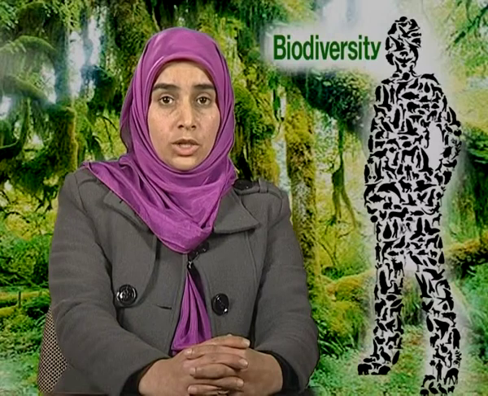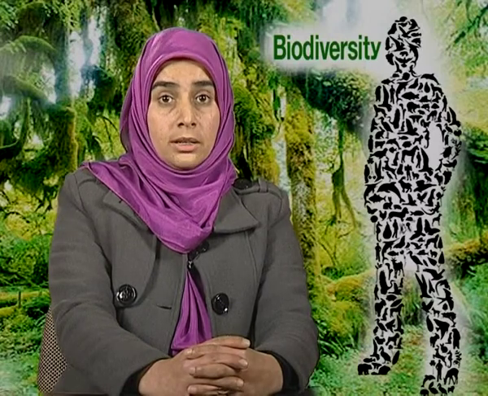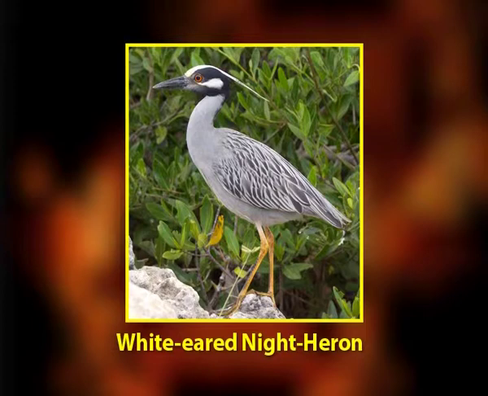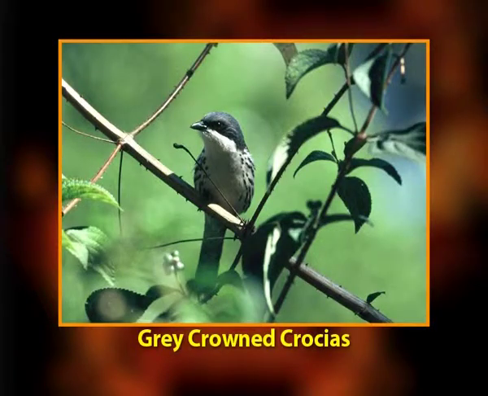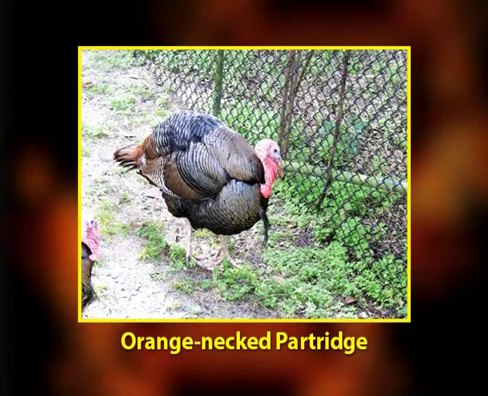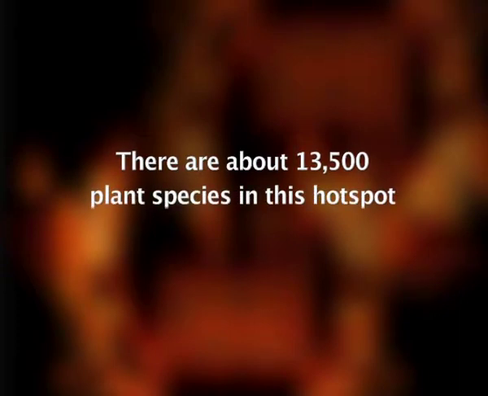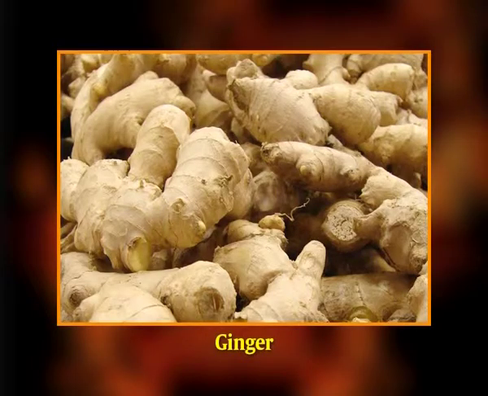Almost 1,300 bird species exist in this region, including the threatened white-eared night heron, the grey-crowned crocias, and the orange-necked partridge. It is estimated that there are about 13,500 plant species in this hotspot, with over half of them endemic. Ginger, for example, is native to this region. We will now study biodiversity at the local level.